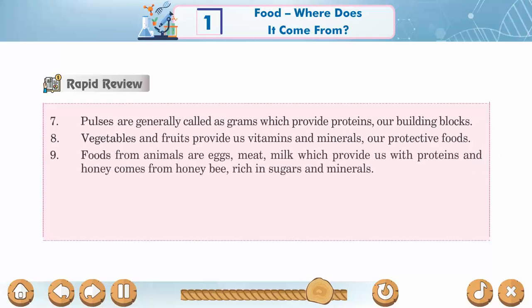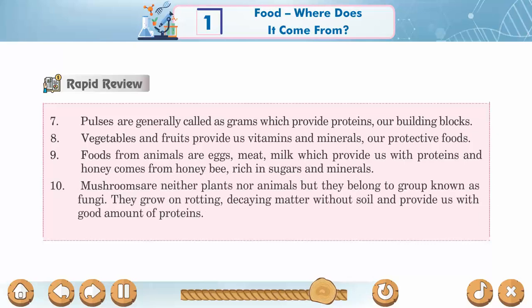Foods from animals are eggs, meat and milk, which provide us with proteins, and honey comes from honeybees, rich in sugars and minerals. Mushrooms are neither plants nor animals, but they belong to a group known as fungi. They grow on rotting, decaying matter without soil and provide us with a good amount of proteins.